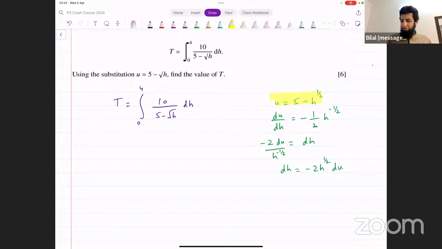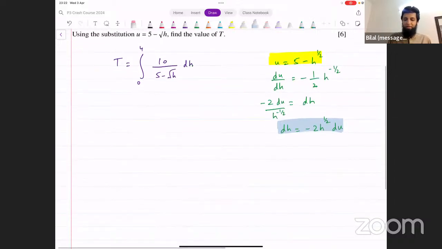This is one substitution that we had to put there. And dh will need to be replaced with minus 2h raised to the power of 1 over 2 times du. These are two things that we input in this integral. Let's try that and see what happens. What do we end up with? Now, leave the limits for now. We'll talk about that in a moment. Let's just convert this integral first.